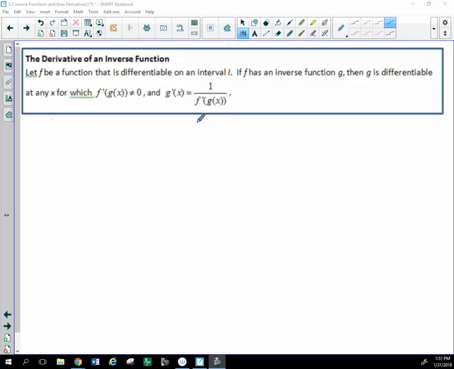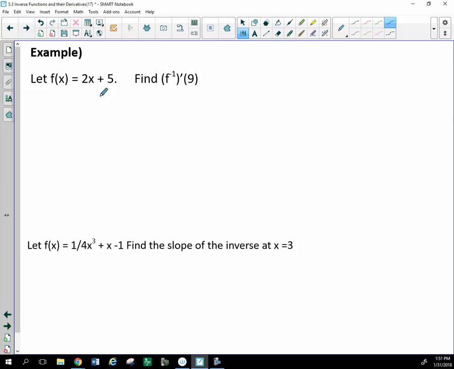And it gets a little confusing on how this works, but we will go through a couple examples as we do this. All right. So what happens here is that we want to find the derivative of the inverse at 9 for this function.